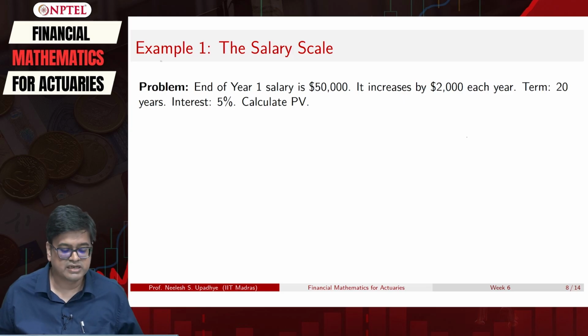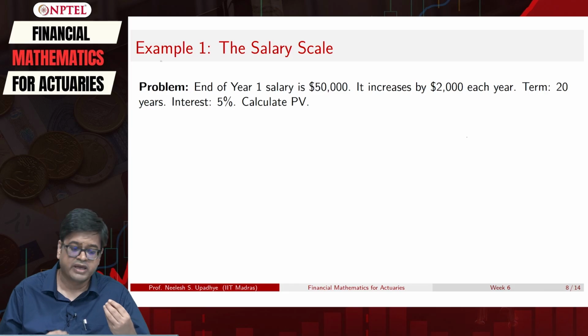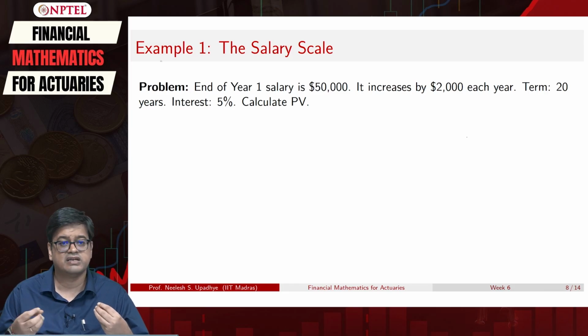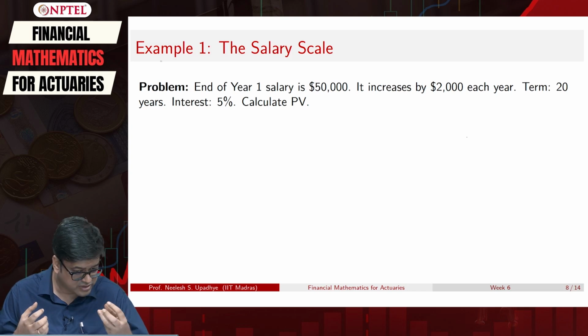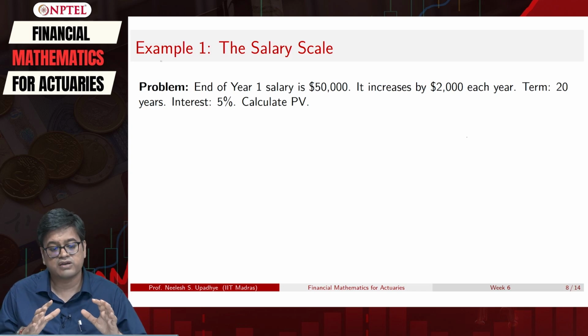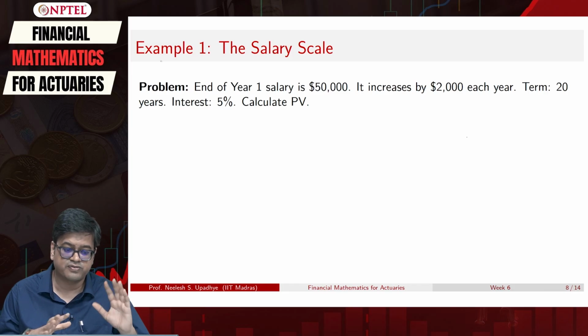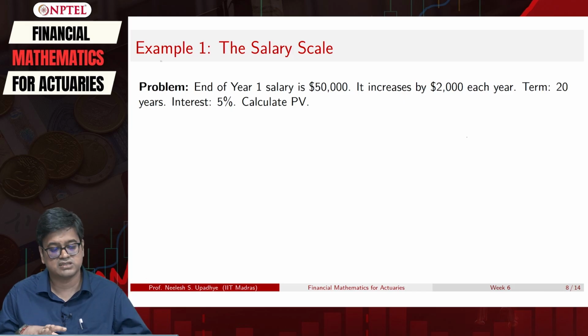So one thing is very clear: you have to calculate the level annuity, and the second one is you have to calculate that increasing part. Because it is 2000, which is not equal to that 50,000, you cannot use the increasing annuity formula. You have to use the PQ formula that we have discussed just now.